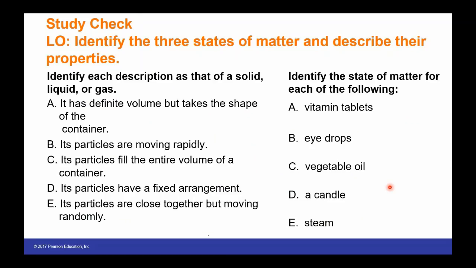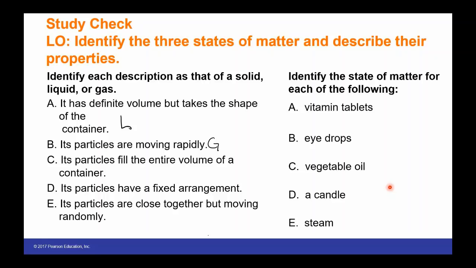So let's practice. Identify each description as that of a solid, liquid, or gas. Take some time to answer the questions. Pause the video, and when we come back, we'll answer them together. Okay, A, it has a definite volume but takes the shape of the container. What is that? It's got a volume, but it takes the shape of the container. Can't be a gas, it's got to be a liquid. Its particles are moving rapidly. Liquid particles are moving around pretty rapidly.